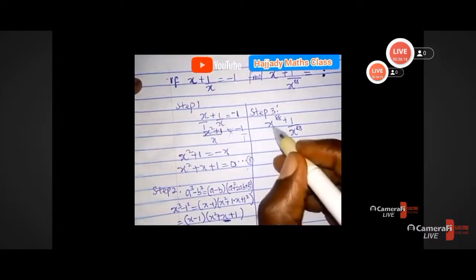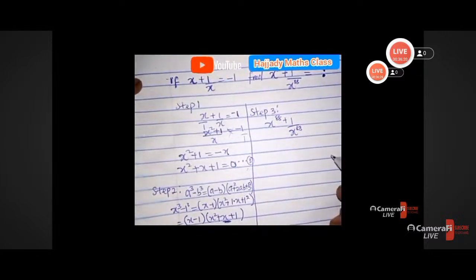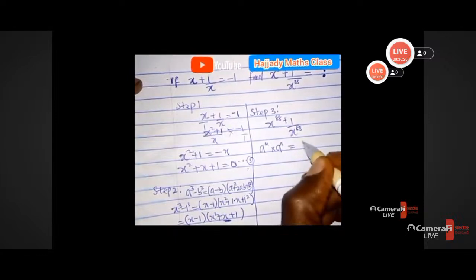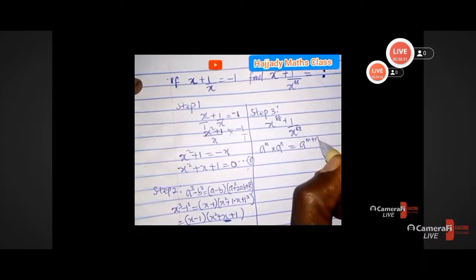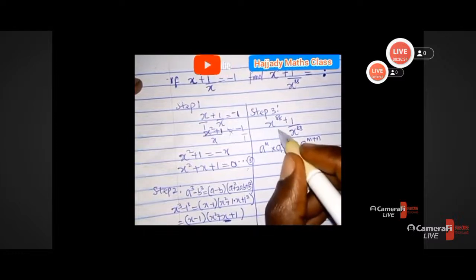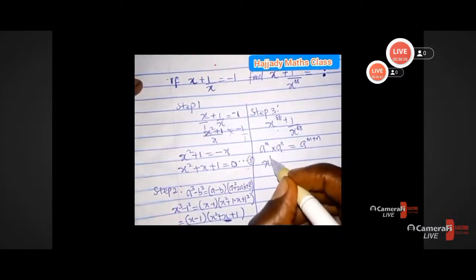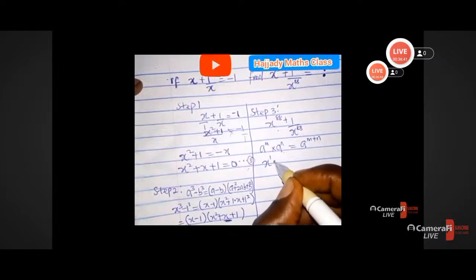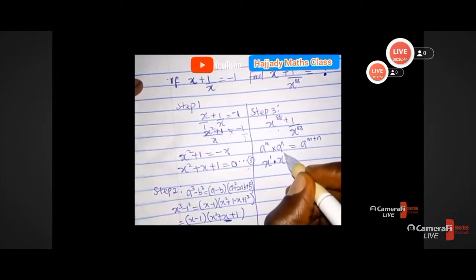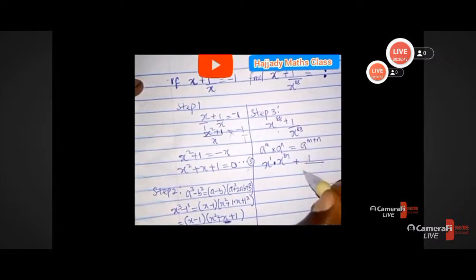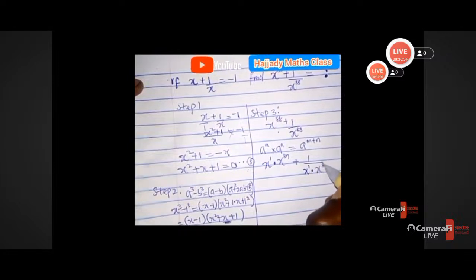Now splitting this s raised to power 88, don't forget the rule of indices that says that a raised to power m times a raised to power n is the same as a raised to power m plus n. Okay, so we are adopting this to simplify this further. So here we have s raised to power 1 times s raised to power 87, plus 1 over this. We are applying the same rule here: 1 times s raised to power what?